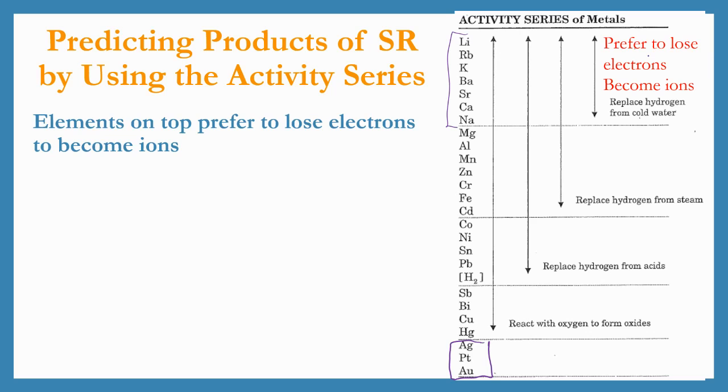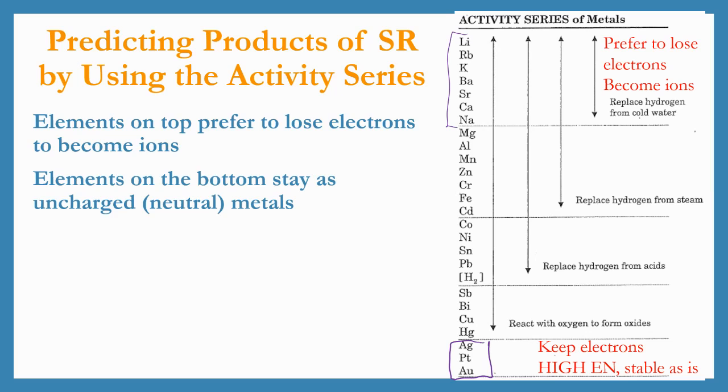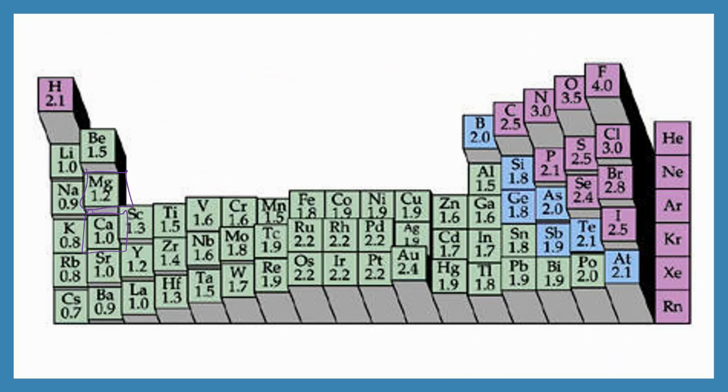So these things will prefer to lose electrons and become ions, whereas these things tend to keep their electrons. You can wash your hands with gold jewelry on it or with silver or platinum on your hands. It won't dissolve, it won't go away, and that's why we use those things for jewelry. Lithium is what we use in batteries because it's up here and it likes to very quickly lose its electrons. So the elements on the top prefer to become ions. The elements at the bottom prefer to stay uncharged neutral metals.